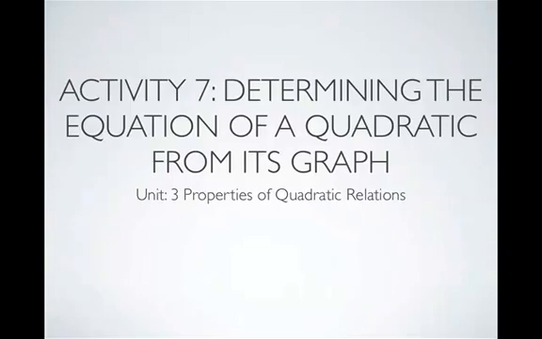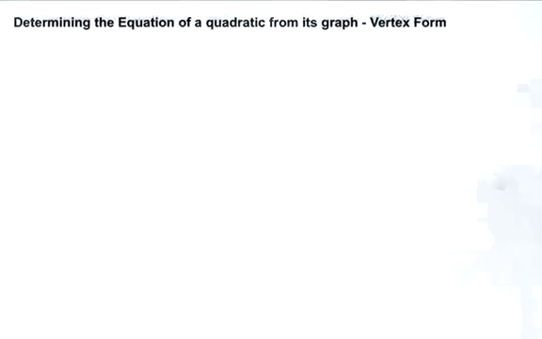Activity 7. Determining the equation of a quadratic from its graph. This activity is part of Unit 3, Properties of Quadratic Relations. Determining the equation of a quadratic from its graph. Vertex form.